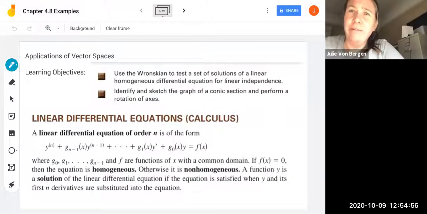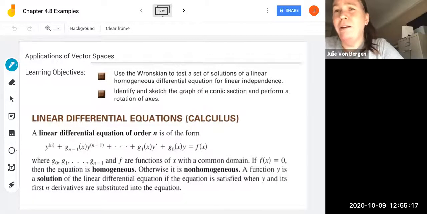In this video, we cover chapter 4.8. So we are going to be looking at examples for applications of vector spaces. Our learning objectives are to use a determinant known as the Wronskian to test a set of solutions of a linear homogeneous differential equation for linear independence. So we're going to have a method using the determinant to check to see if the solutions are independent or not, if it's a linear homogeneous differential equation.